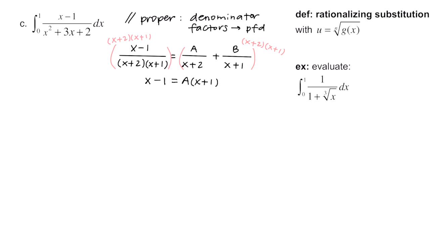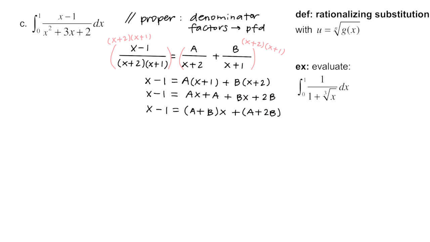We're going to distribute the A and distribute the B. We're going to move this Ax and Bx together, and then factor the x out, and then move these constants together. So when we factor the x out, it's A plus B times the quantity x, and then the A plus 2B is written over here. On the left side, this term right here is x. Its coefficient is a positive 1. And then over here we have x, and its coefficient is the quantity A plus B. So we're going to set 1 equal to A plus B.